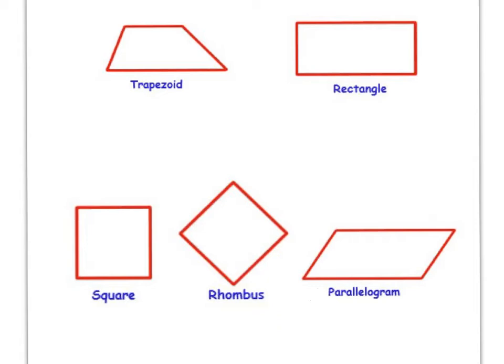The objective today is being able to compare and classify quadrilaterals. These are all considered quadrilaterals because they are all 4 sides. I can count each one. 1, 2, 3, 4. There's 4 sides there. 1, 2, 3, 4. Another 4 sides. 1, 2, 3, 4. 4 sides again. 1, 2, 3, 4. Another 4 sides. 1, 2, 3, 4. So they all have 4 sides, which means they're all considered quadrilaterals.